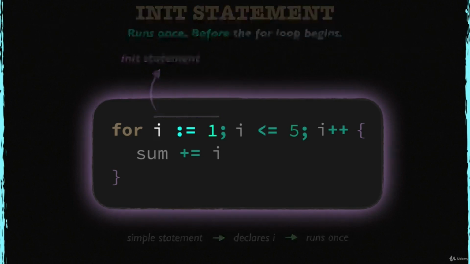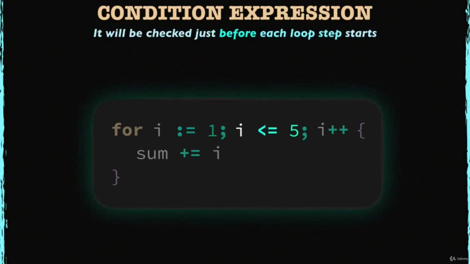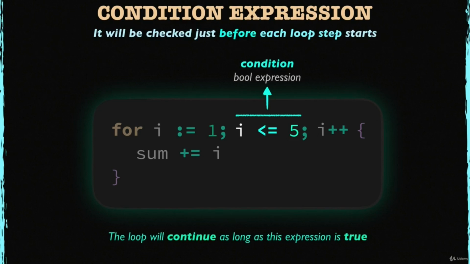Let's continue. This part is the condition expression of the for loop. It should be a bool expression only. As long as this condition yields true, the loop will continue. For example here, as long as the I variable is less than or equal to 5, this loop will continue.